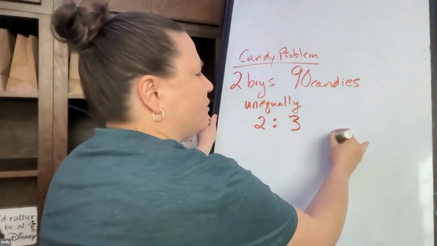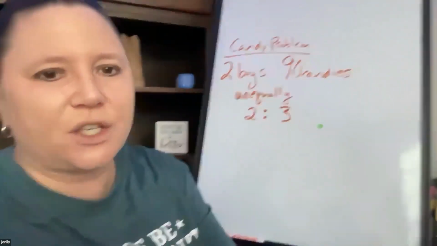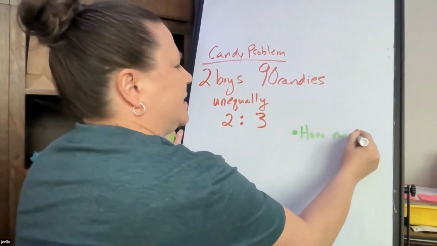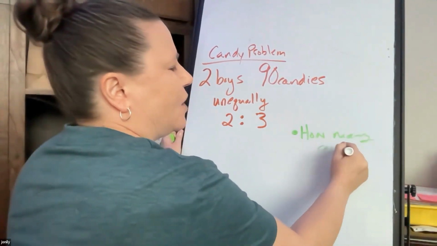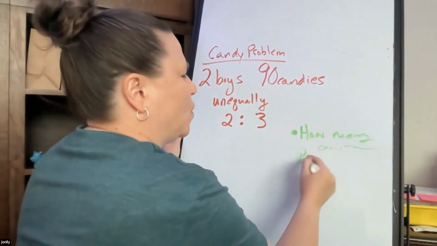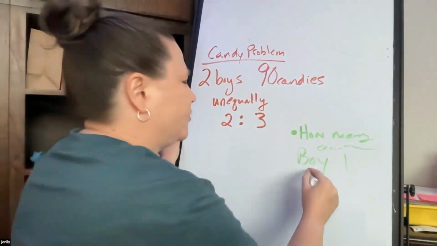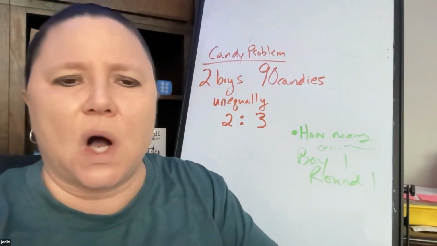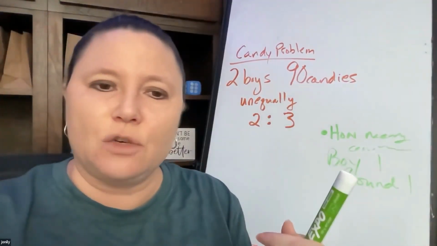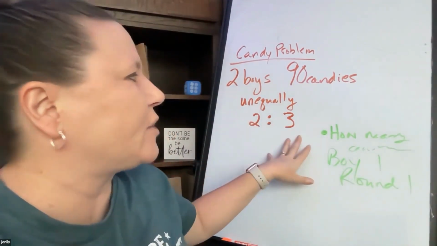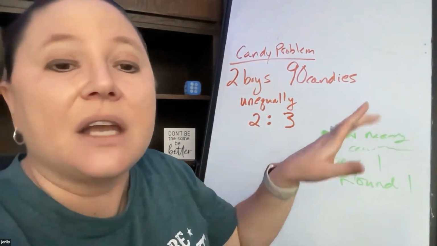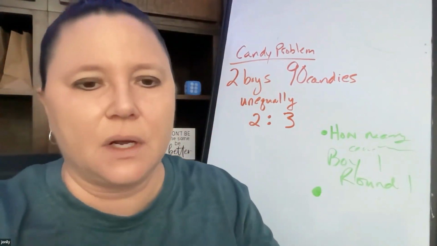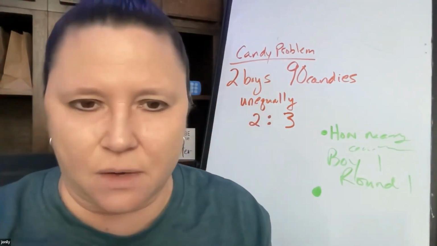So if I say, okay, everybody write down this question in your notebook, how many candies does boy 1 get after round 1? And they might be like, what does that mean, round 1? If we're passing out candies to 2 boys, and this boy gets 2 for every 3, another question I might ask is, because this is always important, what is our skip counting number?